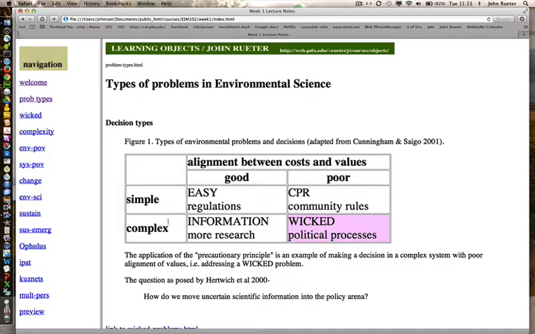Now, when we have more demanding information requirements, this could be a complex system.